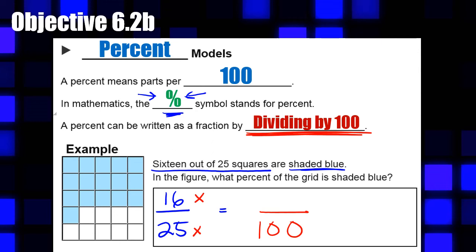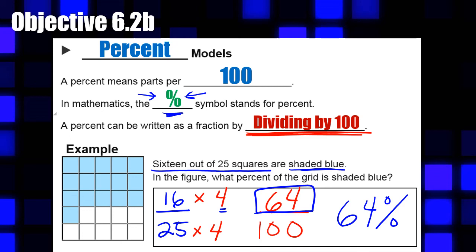So to get from 25 to 100, I'm going to multiply by 4. So 25 times 4 will give me 100. So I'm going to do the same thing at the top. 16 times 4. So when I do the math there, 16 times 4 will give me 64 out of 100. And all I'm going to do is take this top number 64. That's going to tell me that the percent shaded is going to be 64%, because percent means 64 out of 100.